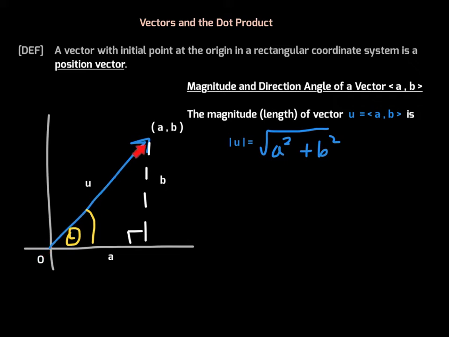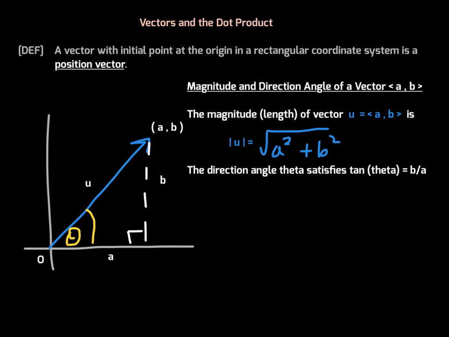The length of this vector is basically the hypotenuse of this right triangle that is formed here, right? So the length or the distance here from the initial point to the terminal point is basically the hypotenuse, which can be found using the Pythagorean theorem, the square root of a squared plus b squared.